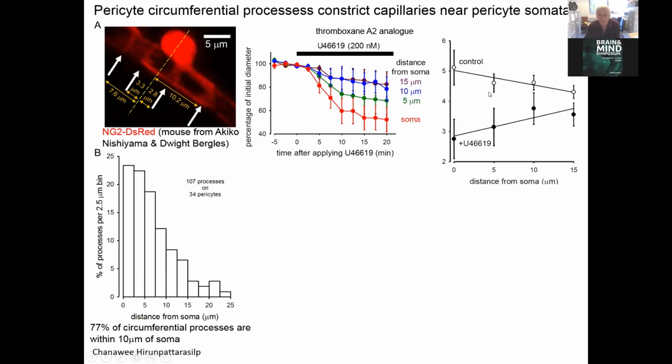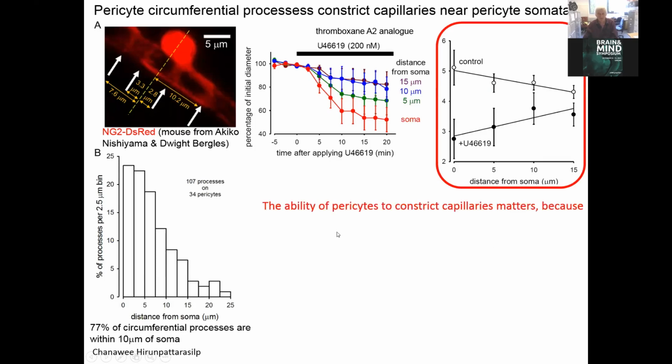And indeed, if you plot the diameter as a function of distance from the soma, before you apply the constrictor, you find the diameter is actually slightly larger near the soma. We believe the soma induces growth of the endothelial tube. But when you apply the constrictor, then you get a preferential constriction at the soma. And I'd like you to try to remember this graph here, because we're going to be coming back to it later when we turn to looking at Alzheimer's disease.